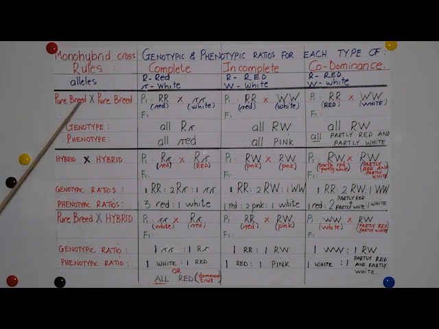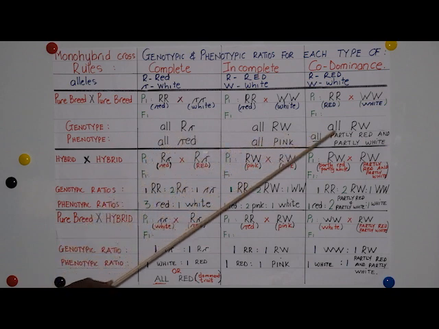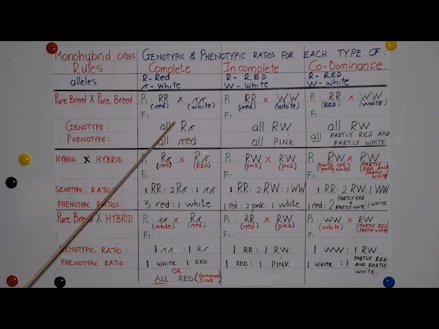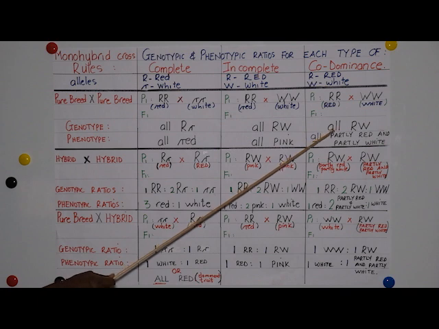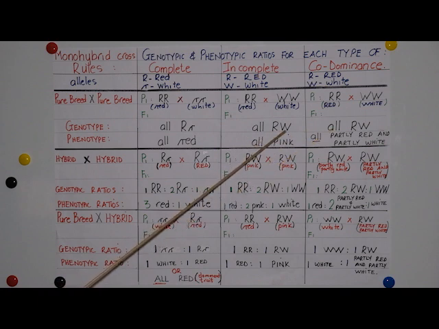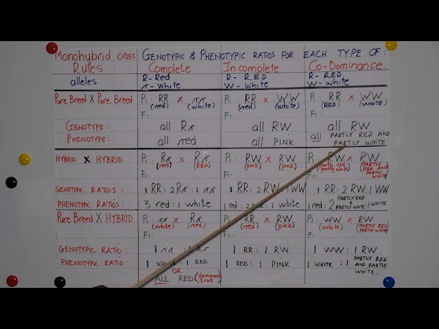So the first cross is pure breed times pure breed, or a homozygous parent times a homozygous parent. For all 3 types of dominance, complete dominance, incomplete dominance, and codominance, whenever a pure breed is crossed with a pure breed, the genotype of the F1 would always be a hybrid. The hybrid for complete dominance would be a capital letter and a lowercase, and the hybrid for incomplete dominance and codominance would be a combination of the 2 alleles, capital R, capital W, and the same for codominance. The phenotype, as I have discussed already, would be the dominant characteristic, red, here. It would be the intermediate characteristic for incomplete dominance, and here a combination of both characteristics, red and white, partly red and partly white.